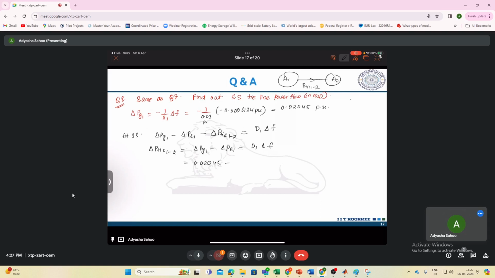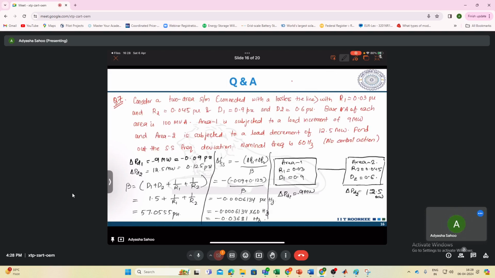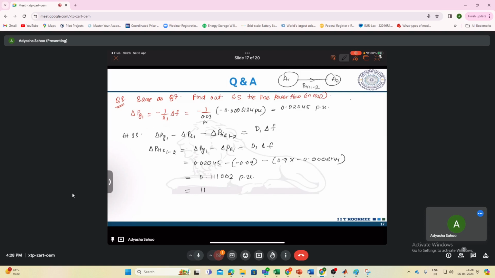So this is 0.2045, and here it was 0.09. D1 is 0.9 and delta F is minus 0.006134. So this you will get as 0.111002 per unit. So 100 MVA base, so it is 11.1002 megawatt.